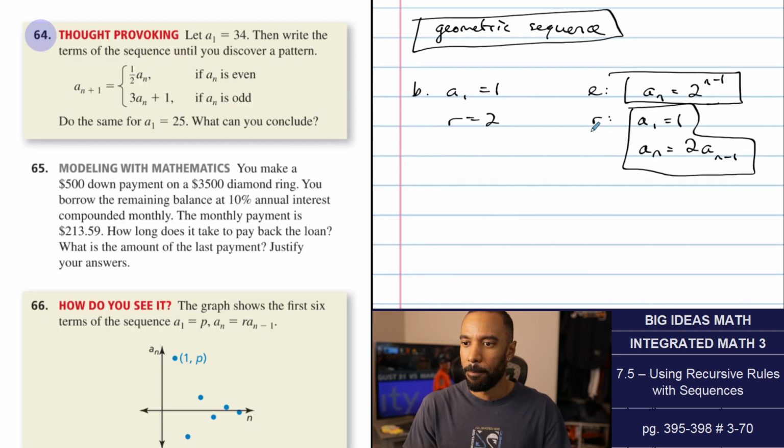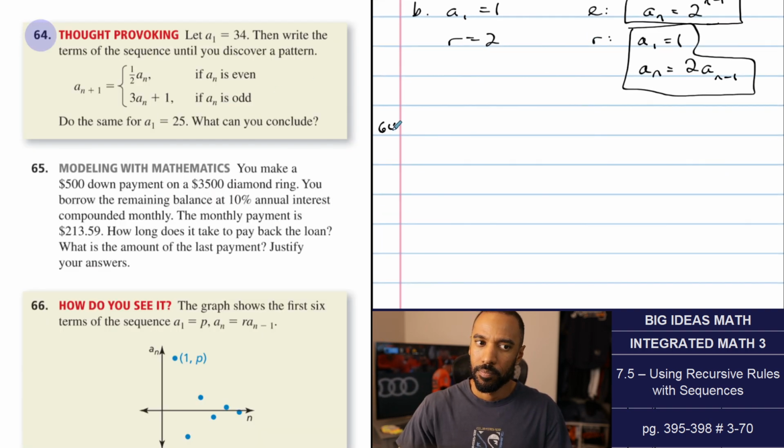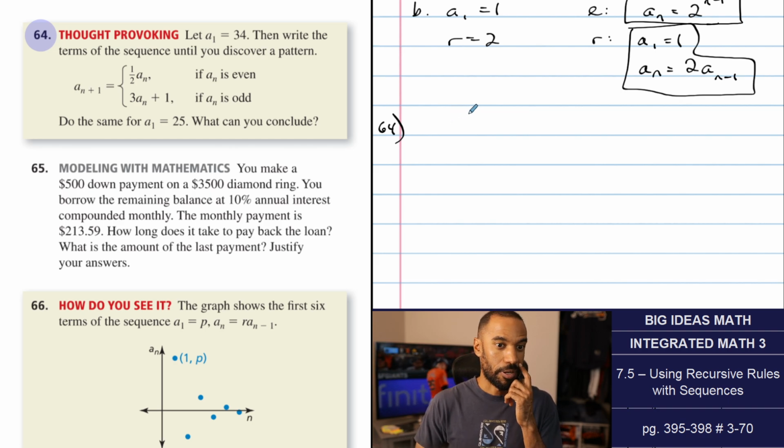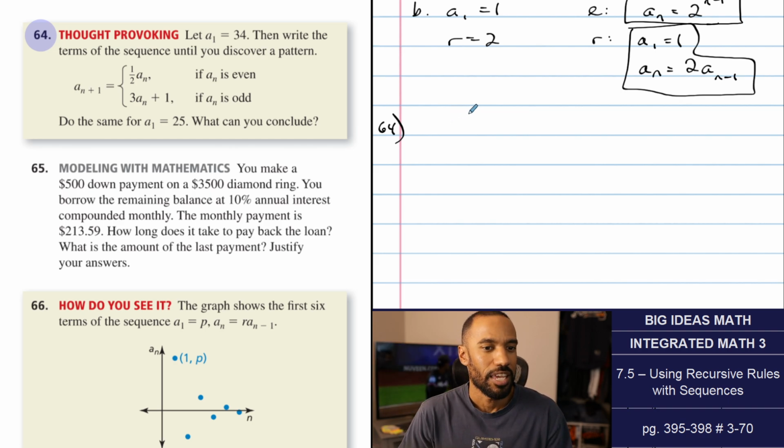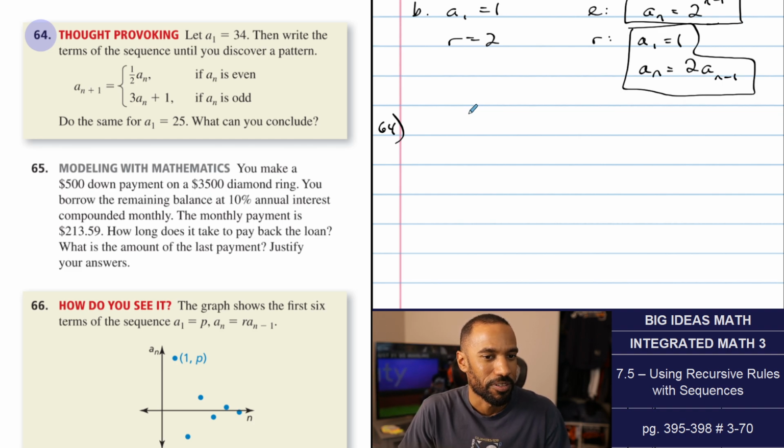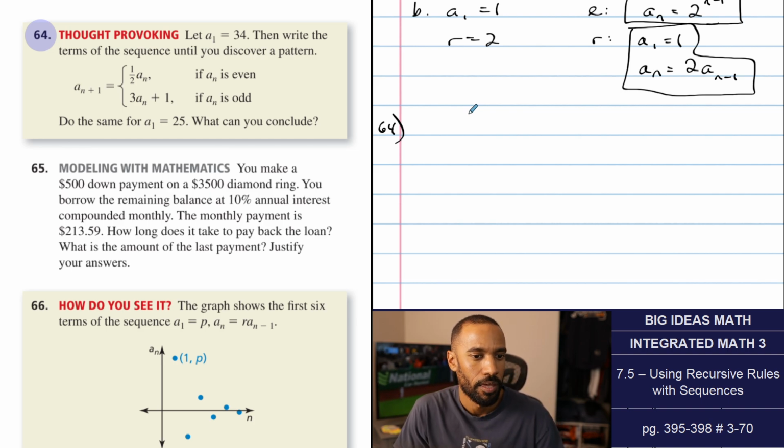Number 64. Thought-provoking. Probably a harder question. Is this like a piecewise function? Yeah, sort of. Let a sub 1 equal 34. Then write the terms of the sequence until you discover a pattern. For the next term, we'll take half of it if a sub n is even, and we'll do 3 times a sub n plus 1 if a sub n is odd.